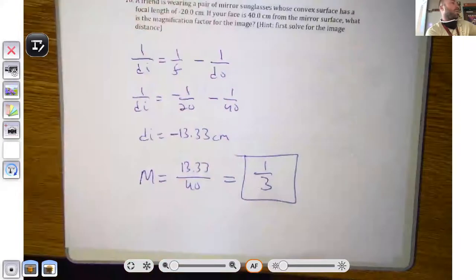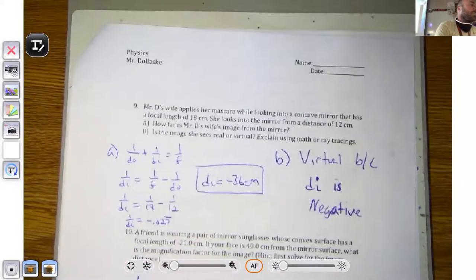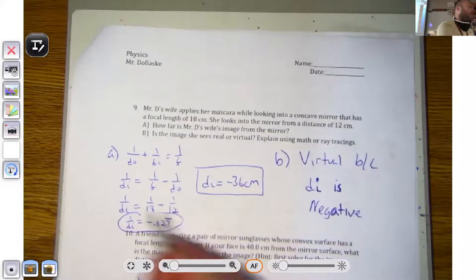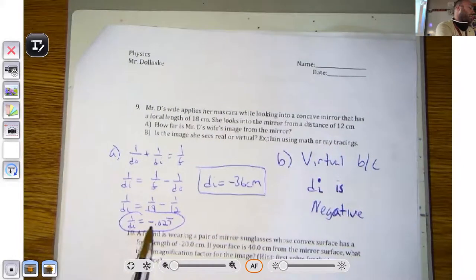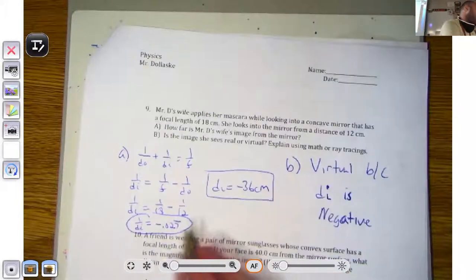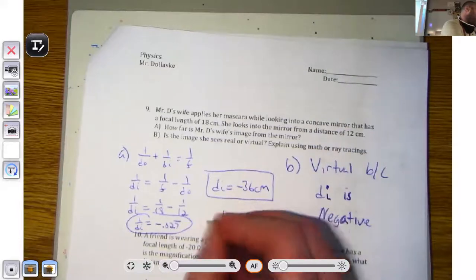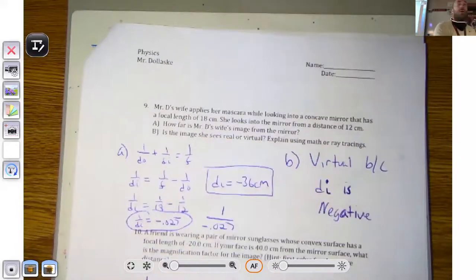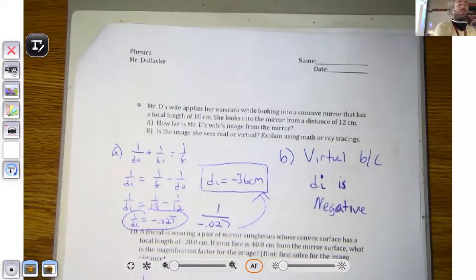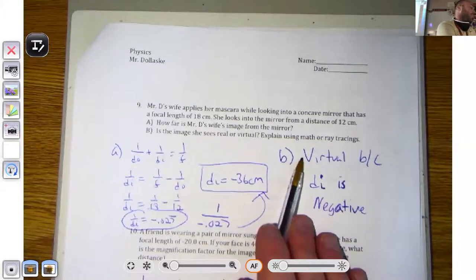Last but not least, we had questions 9 and 10. Most people got this one correct. The only difference is that if we got to this particular point and said that 1/di was equal to negative 0.027 repeating, that's not my answer. I need to take the inverse of this. The inverse of negative 0.027 is 1/-0.027. If we plug that into our calculator, we should get an image distance of negative 36.